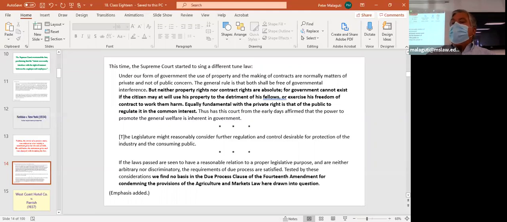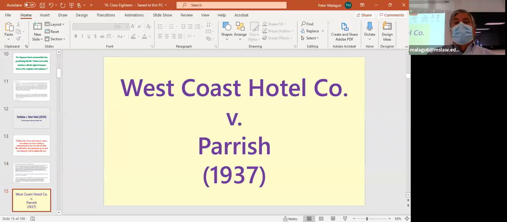We find no basis in the Due Process Clause of the 14th Amendment for condemning the provisions of the Agriculture and Markets Law here drawn into question, okay? Now, this trend continues in West Coast Hotel Company versus Parrish.